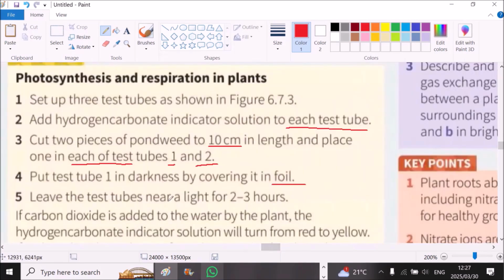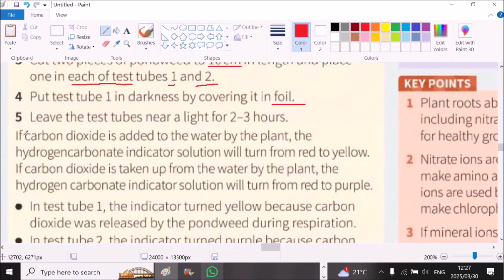Leave the test tube near a light for 2 to 3 hours. If carbon dioxide is added to the water by the plant, the hydrogen carbonate indicator solution will turn from red to yellow. If carbon dioxide is taken up from the water by the plant, the hydrogen carbonate indicator solution will turn from red to purple.